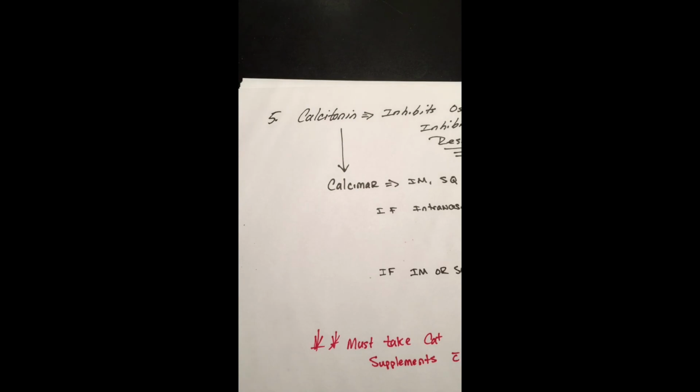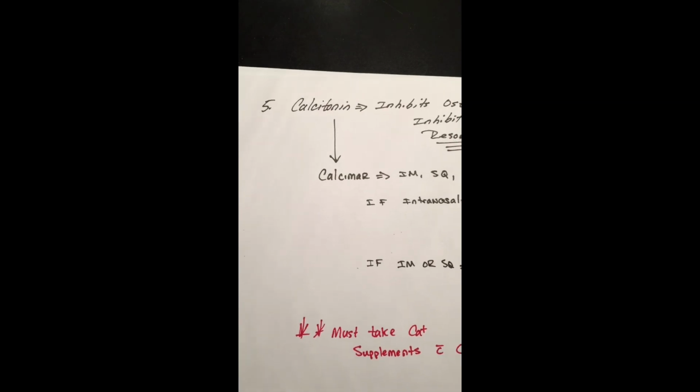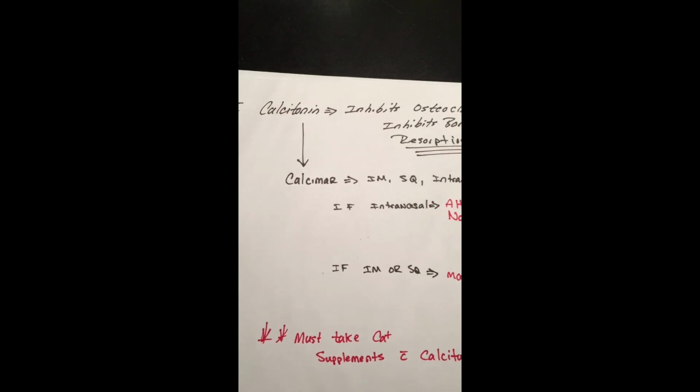Number 5, now we're getting into some of the drugs that may be given for osteoporosis. Something like calcitonin or Calcimar. Now again, calcitonin, we talked about how osteoblasts help deposit calcium into the bone, and osteoclasts remove calcium from the bone, causing bone weakening. So calcitonin, what it does is it inhibits osteoclast activity. Therefore, calcium isn't removed from bone.